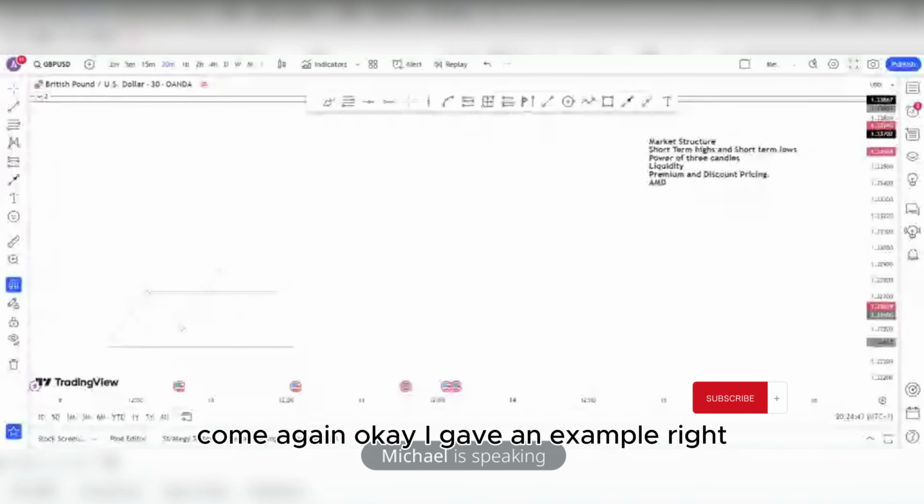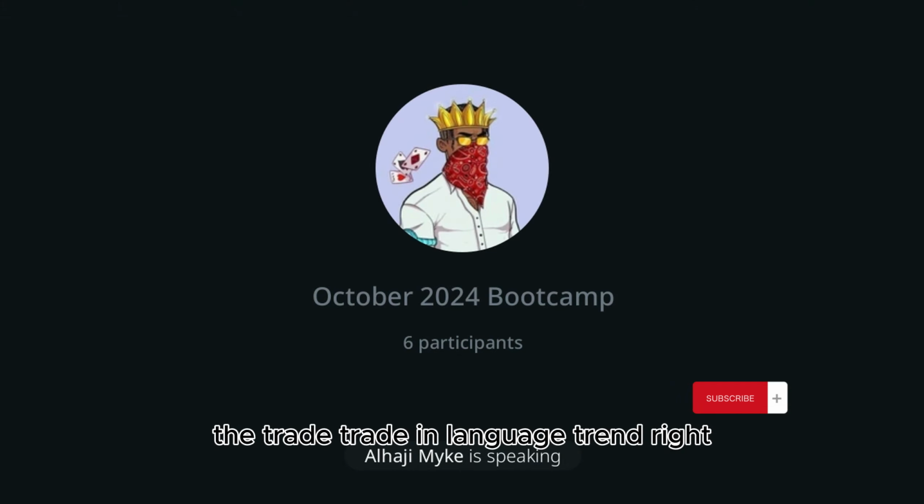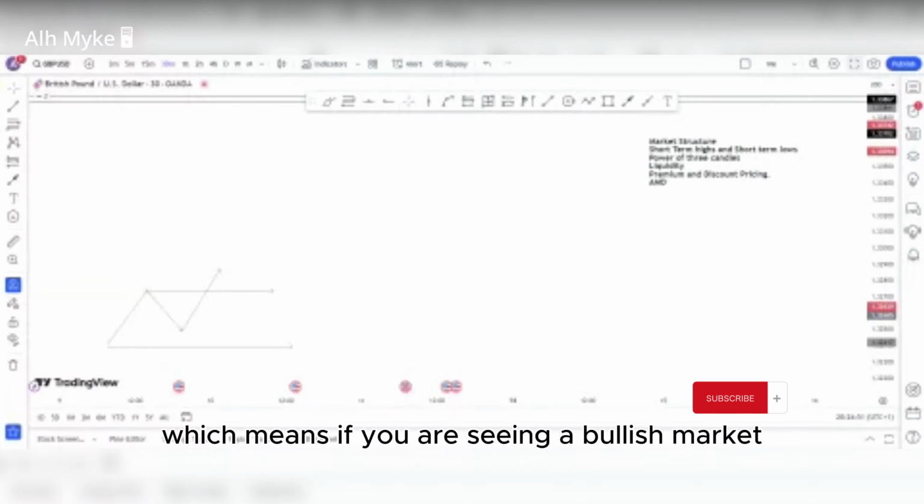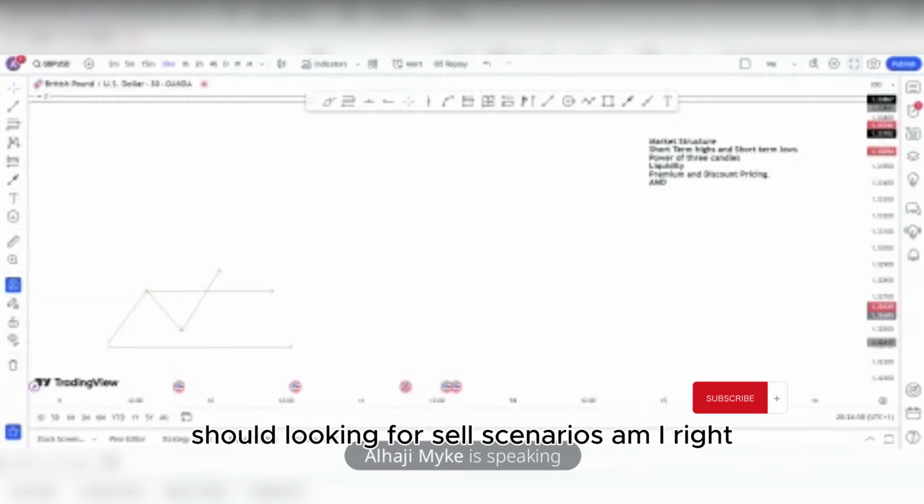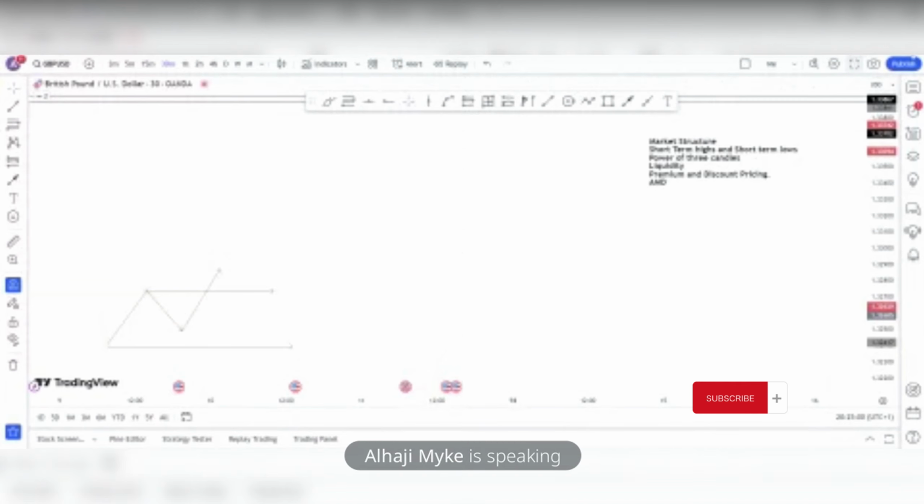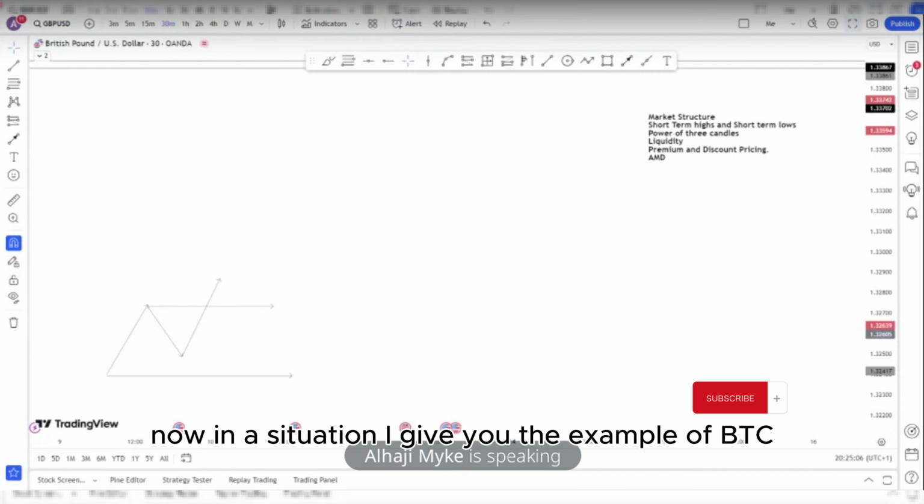Come again. Okay, I gave an example, right? They said trade in line with the trend, right? Which means if you are seeing a bullish market, you should be looking for buy scenarios, and if you are seeing a bearish market, you should be looking for sell scenarios. Am I right? Yes. Very perfect.